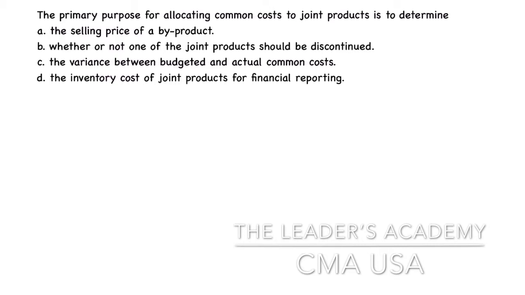What they are asking is, they are speaking about joint costing, joint product cost and byproduct cost. In that, what is the main purpose that we allocate common costs to our joint products? If we do that, what is the benefit we are going to receive by doing that? That is what the question is asking about.